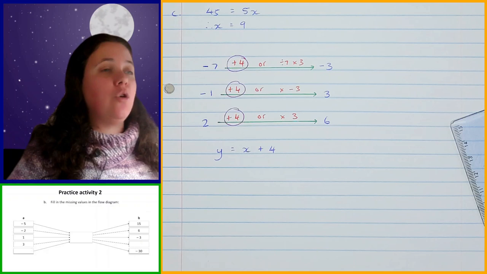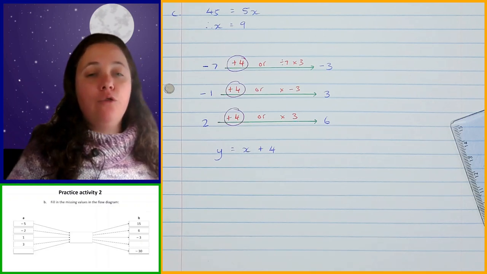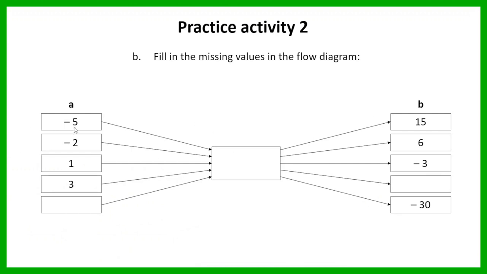Now you're going to do one more, where you again need to find the rule that's missing for the input and output values you've been given, and you have to find this missing output and this missing input. I'm going to give you 3 minutes again to work on this last one.